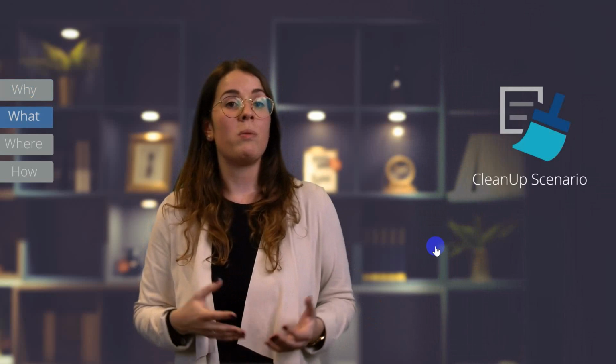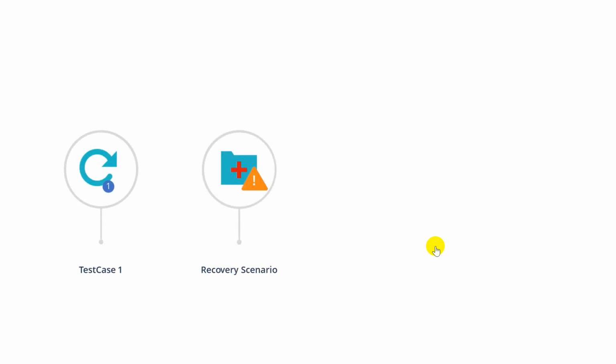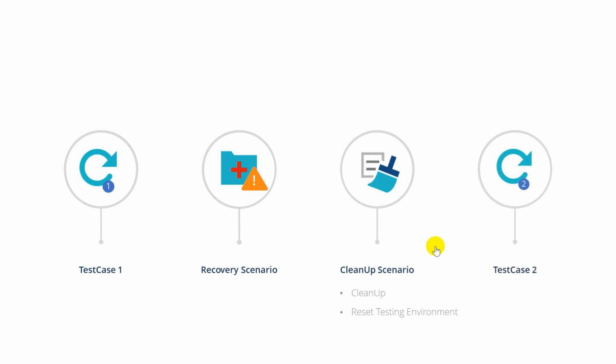So what is it exactly? A CleanUp scenario is like a recovery scenario, but instead of attempting to fix and rerun the test case, the CleanUp scenario attempts to reset the test case. In the event that the test case is not recoverable, Tosca can be instructed to clean up the space for further test cases by the use of a CleanUp scenario. After Tosca has executed all available recovery scenarios and the test case still fails, it will clean up the testing environment so it is ready for the next test to run.